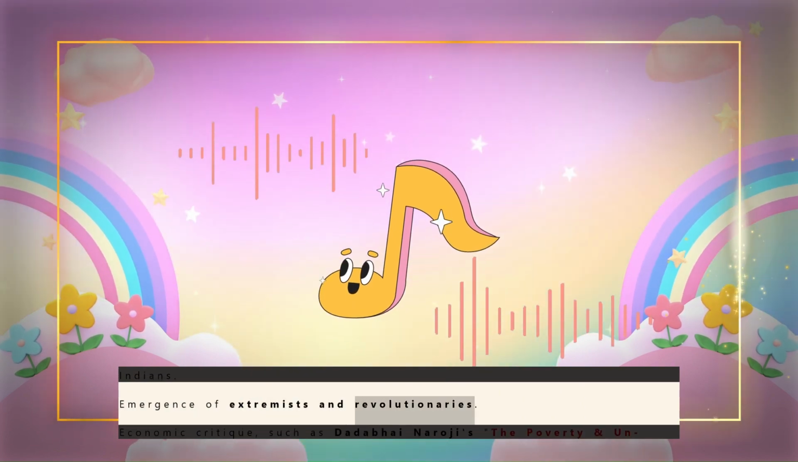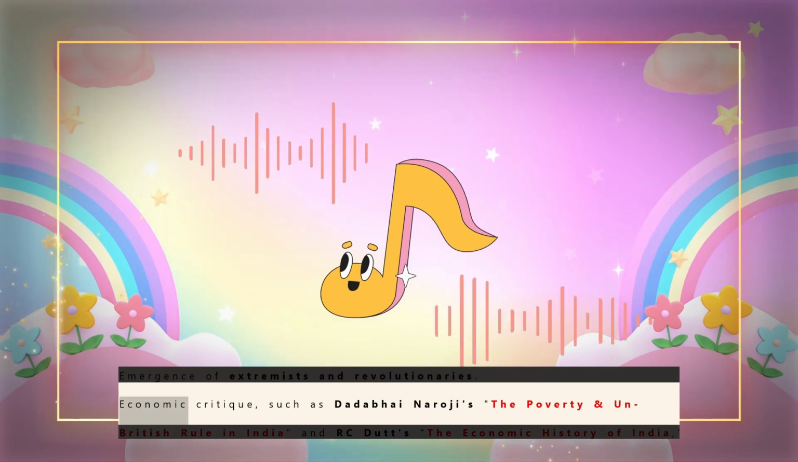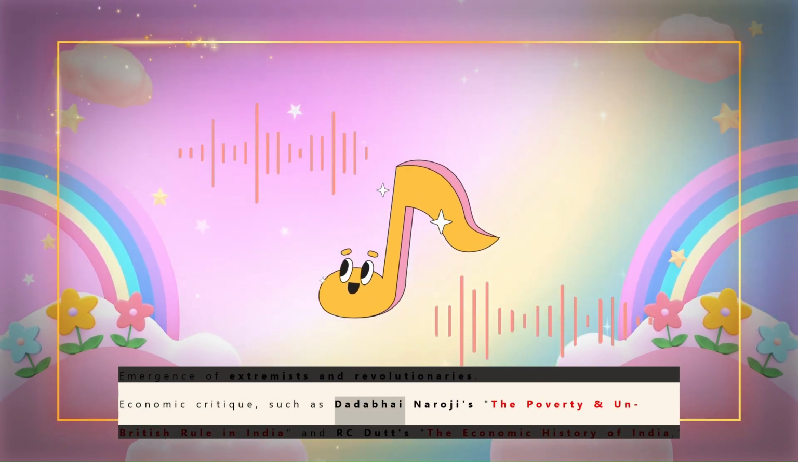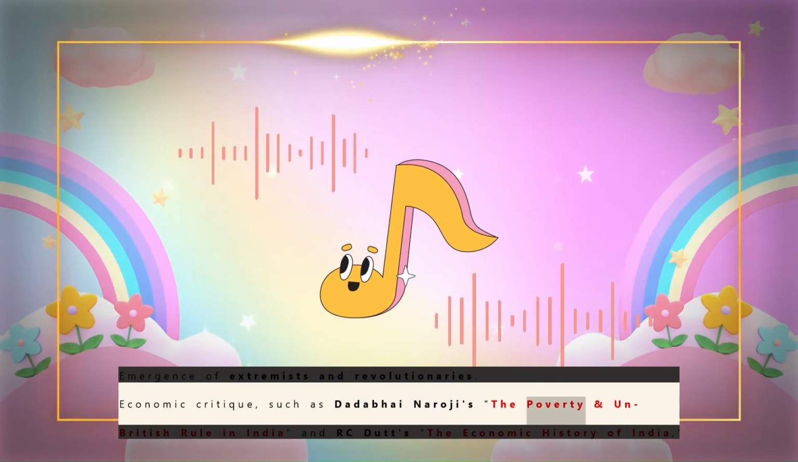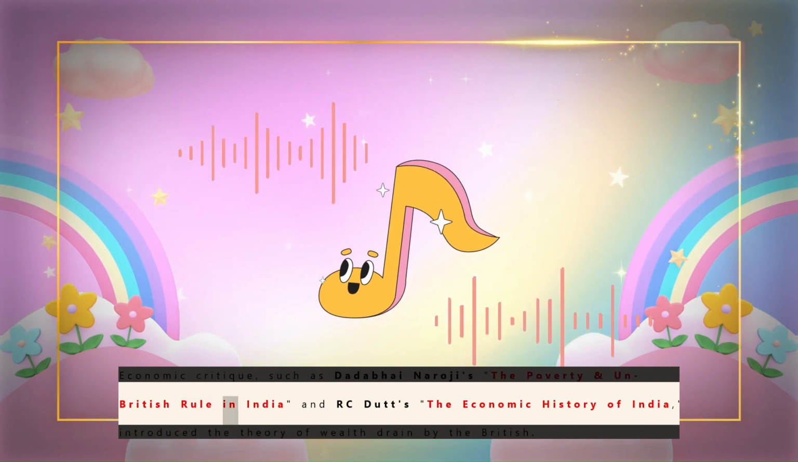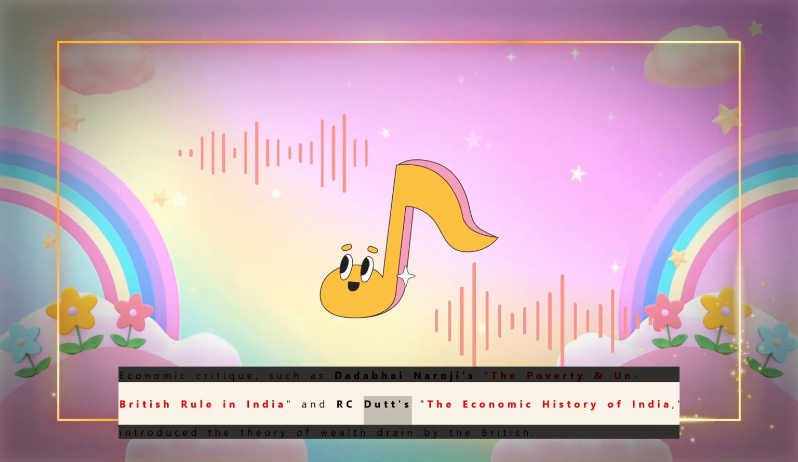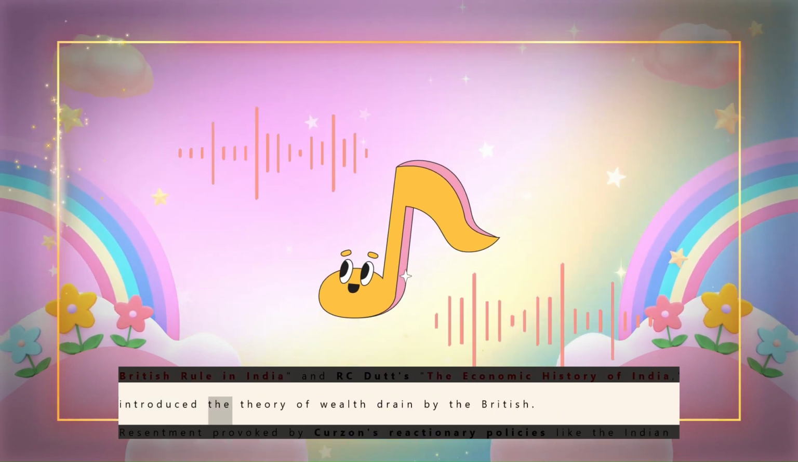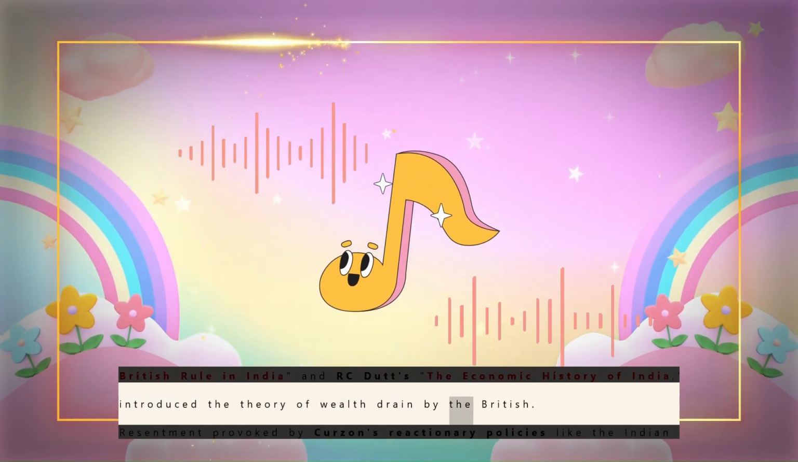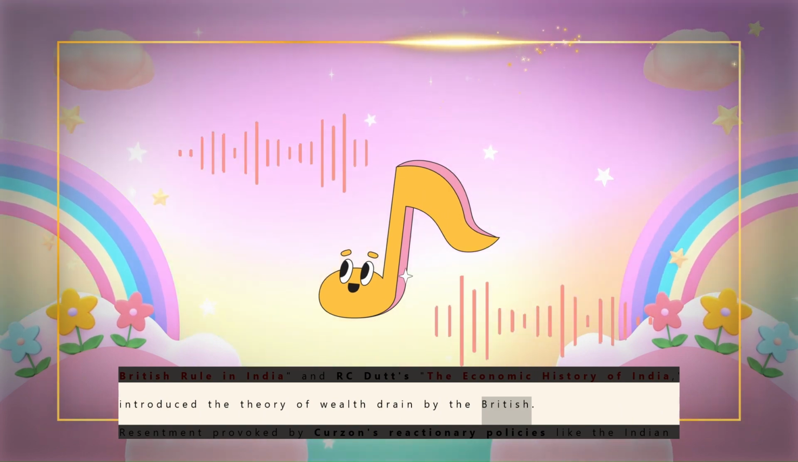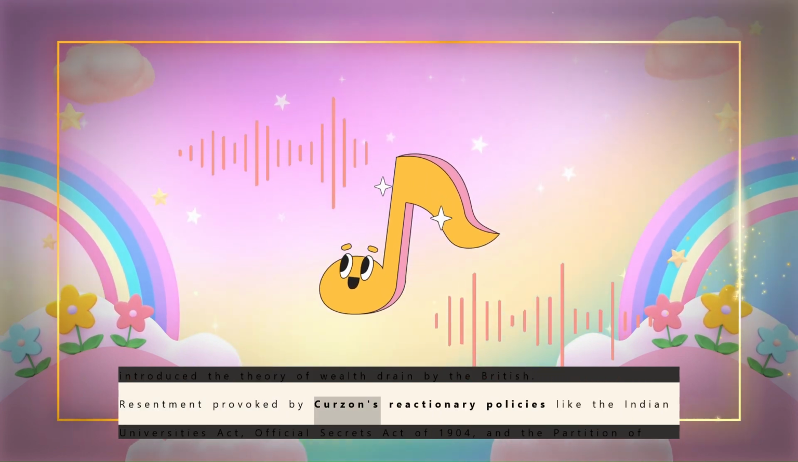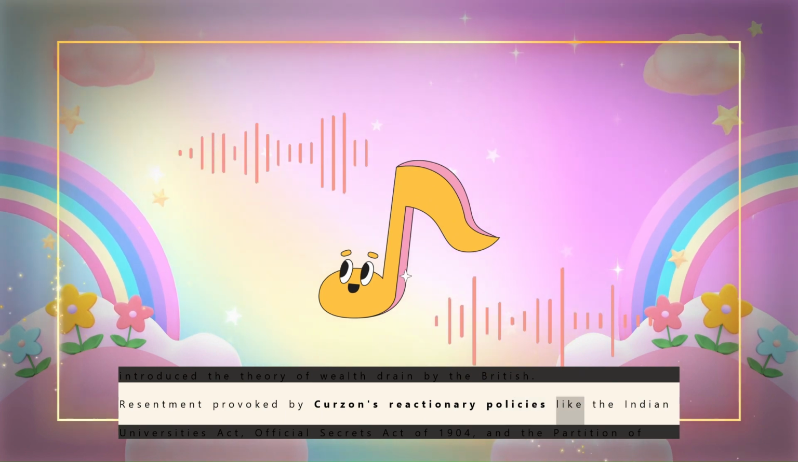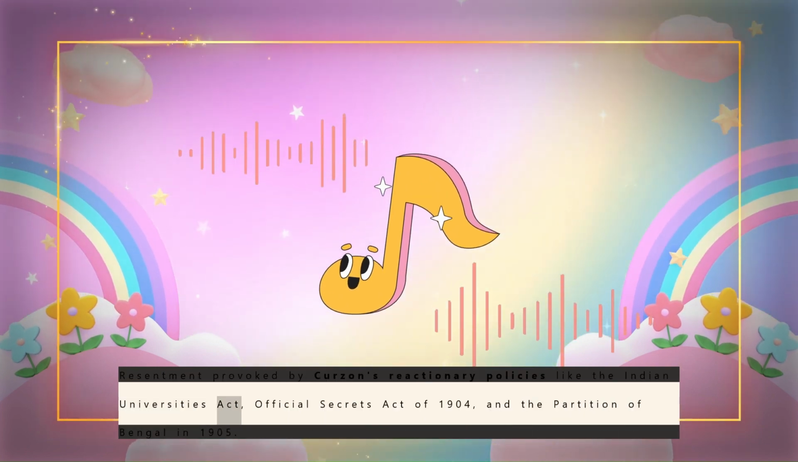Increase in national consciousness driven by a rise in educated Indians. Emergence of extremists and revolutionaries. Economic critique, such as Dadabhai Naoroji's Poverty and Un-British Rule in India, and R.C. Dutt's The Economic History of India, introduced the theory of wealth drain by the British.